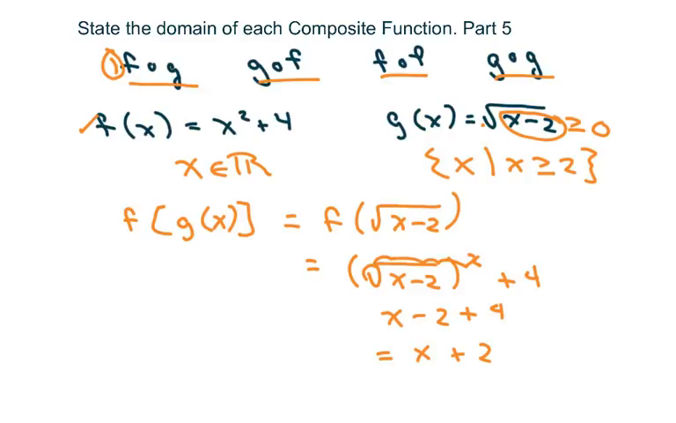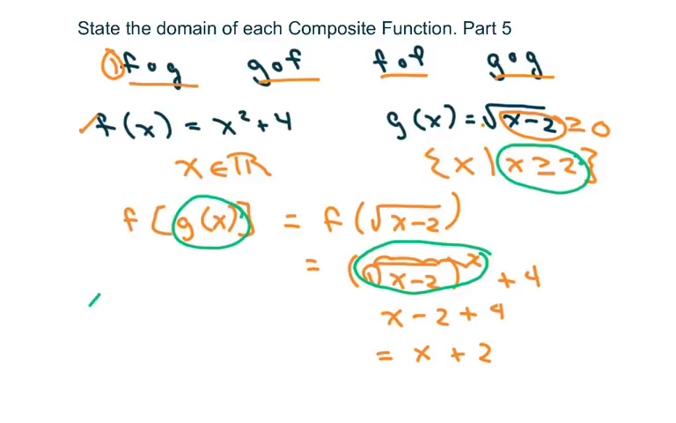Now you would think, looking at this, that this is all real numbers. However, since g was my inner function, I have to use its domain here, or we couldn't have dealt with this portion before we simplified. So basically, our domain is all real numbers with the restriction that our real numbers must be greater than or equal to 2. Okay, the next one is g of f.